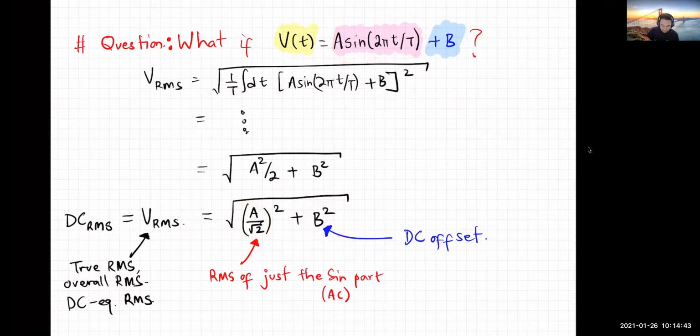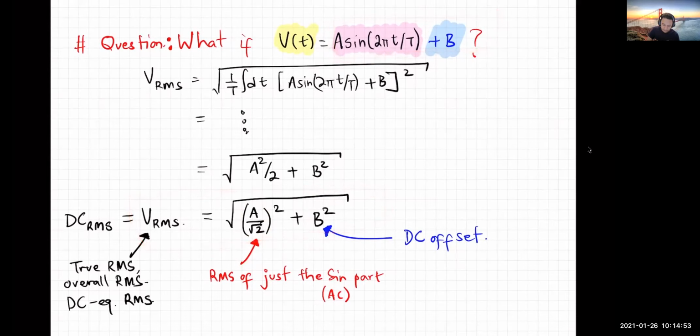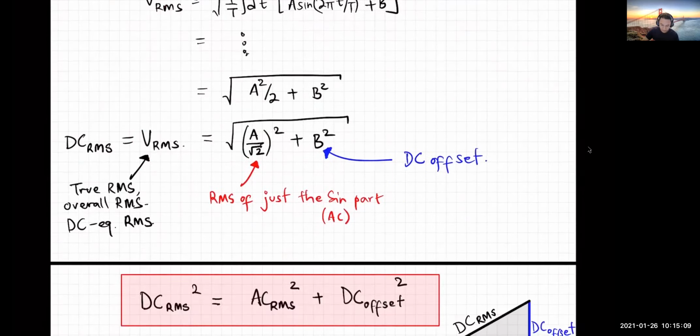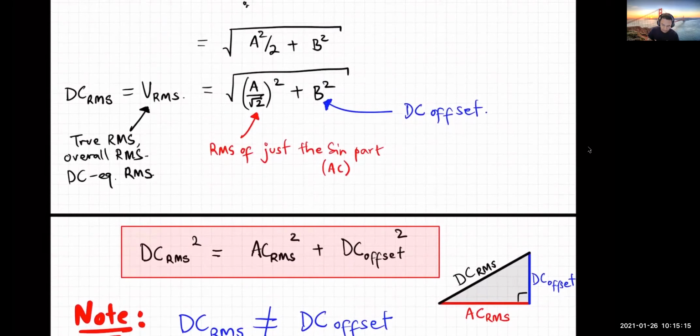So this is the RMS of the overall signal with the AC and the DC component. This is the DC equivalent voltage, the RMS voltage for this overall signal, which is why it's also sometimes called the DC RMS. So it's the DC equivalent RMS voltage. If we break it down into the AC and the DC offset, you will see that the DC RMS squared is the sum of the AC RMS squared and the DC offset squared.